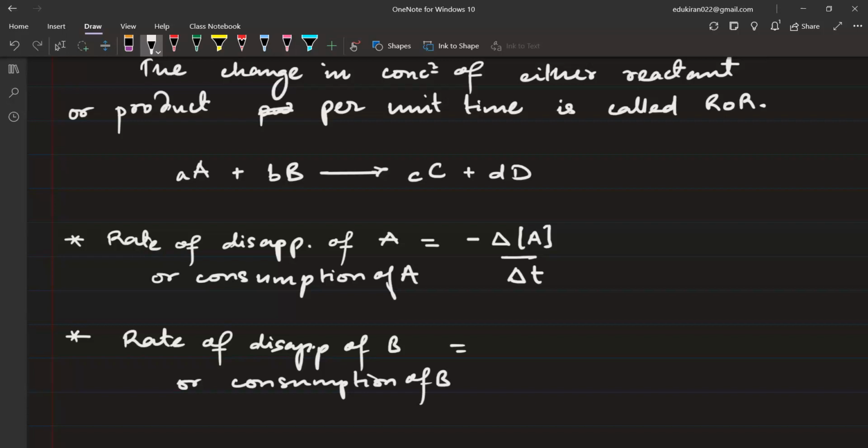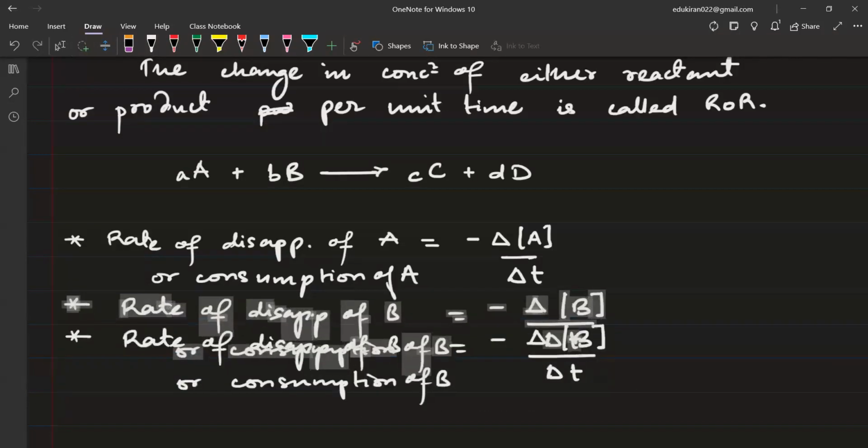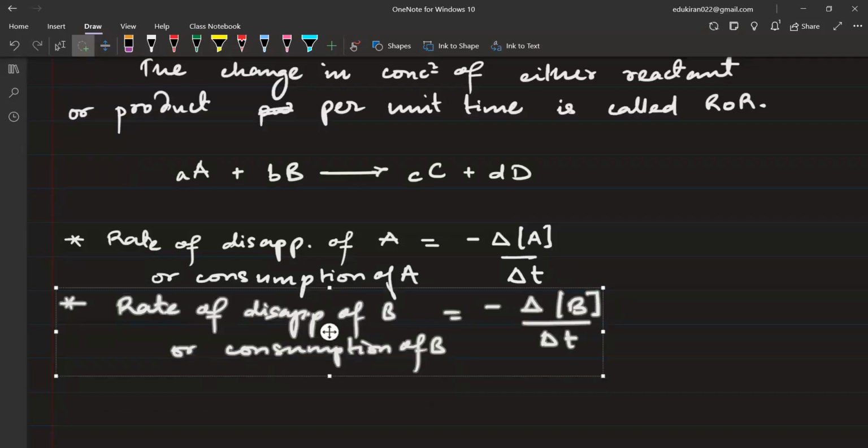Minus delta B divided by delta T. Correct? All of you understood this? Please tell me, guys. Now, similarly, I can write the rate of appearance or rate of production of C.